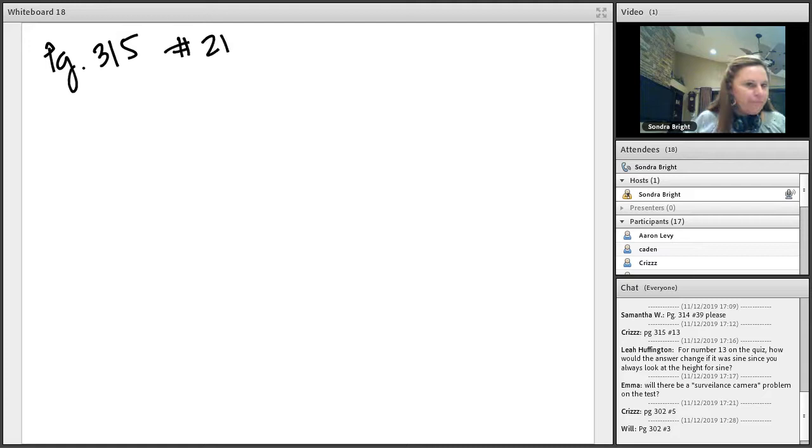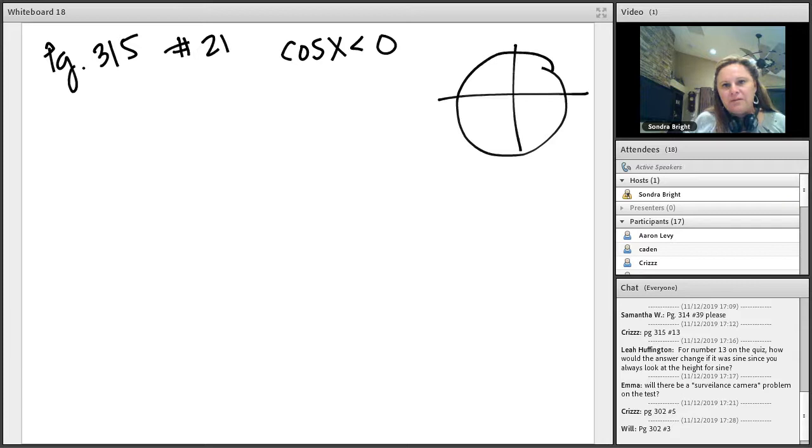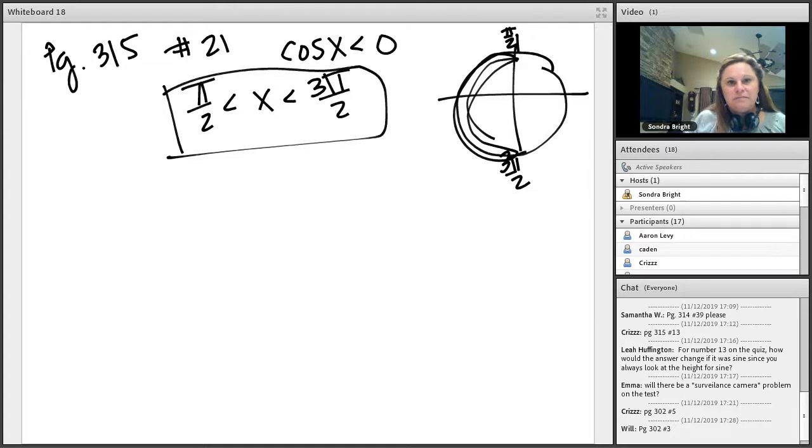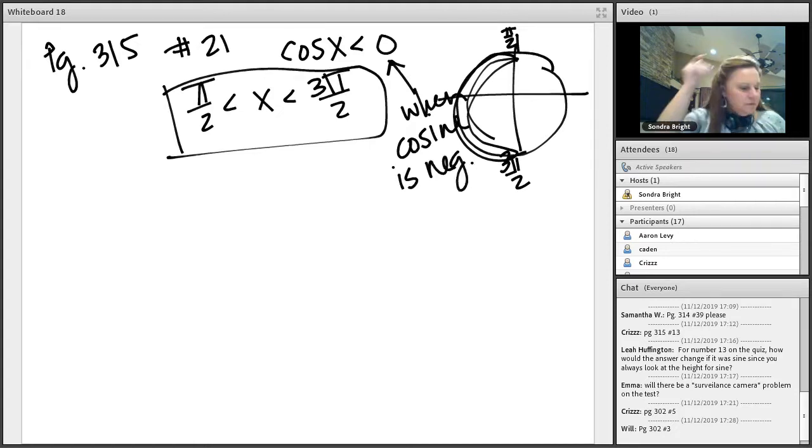21 says cosine of x is less than 0. Well, I don't even need to do any graphs. When is cosine of x negative? From pi over 2 until 3 pi over 2. All of these guys have negative cosines. So that's your answer. That's saying less than 0 means when cosine is negative. So that was that one.